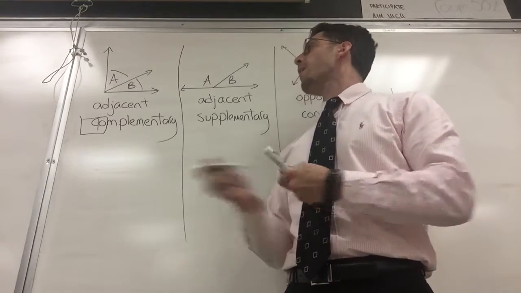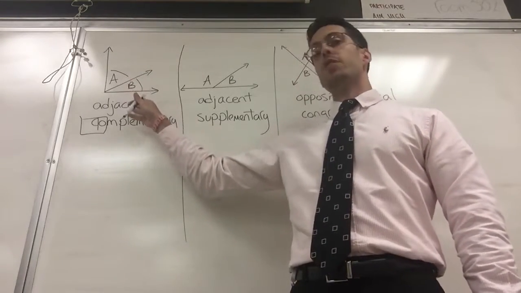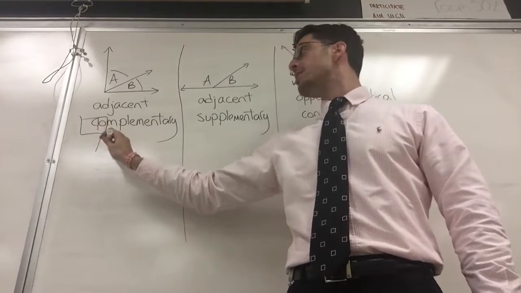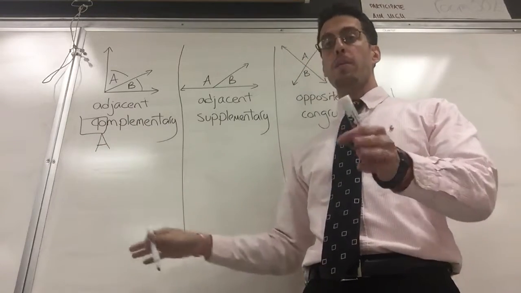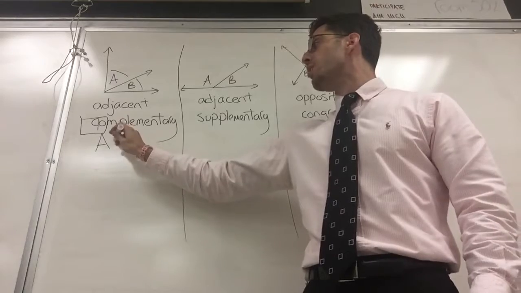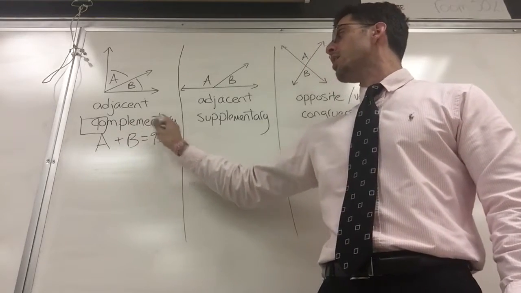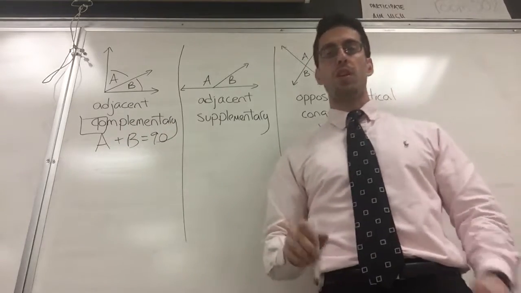Okay, so what is the relationship between A and B? They're adjacent, they're complementary, which means their sum is 90 degrees. So when you create an equation, and you might be asked to create your own equation, A plus B equals 90. Simple as that. And I'll give you an example if you stick around.